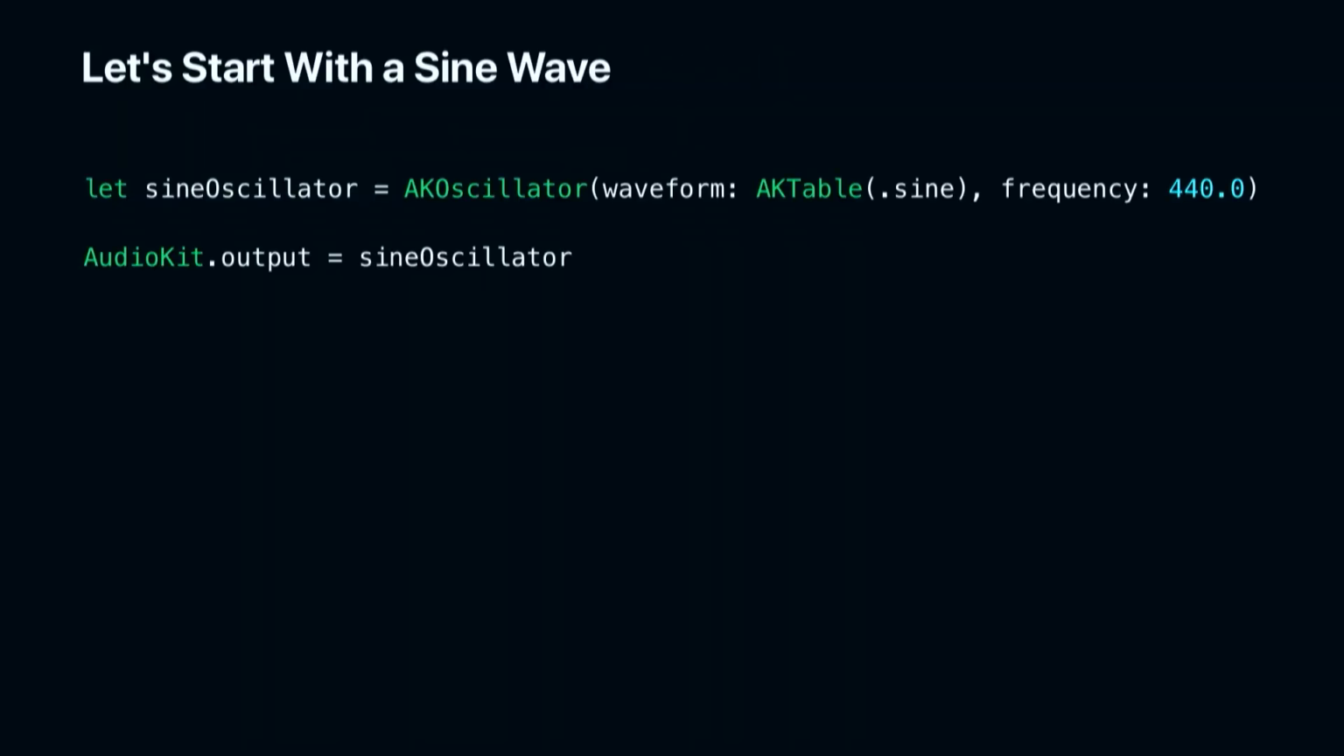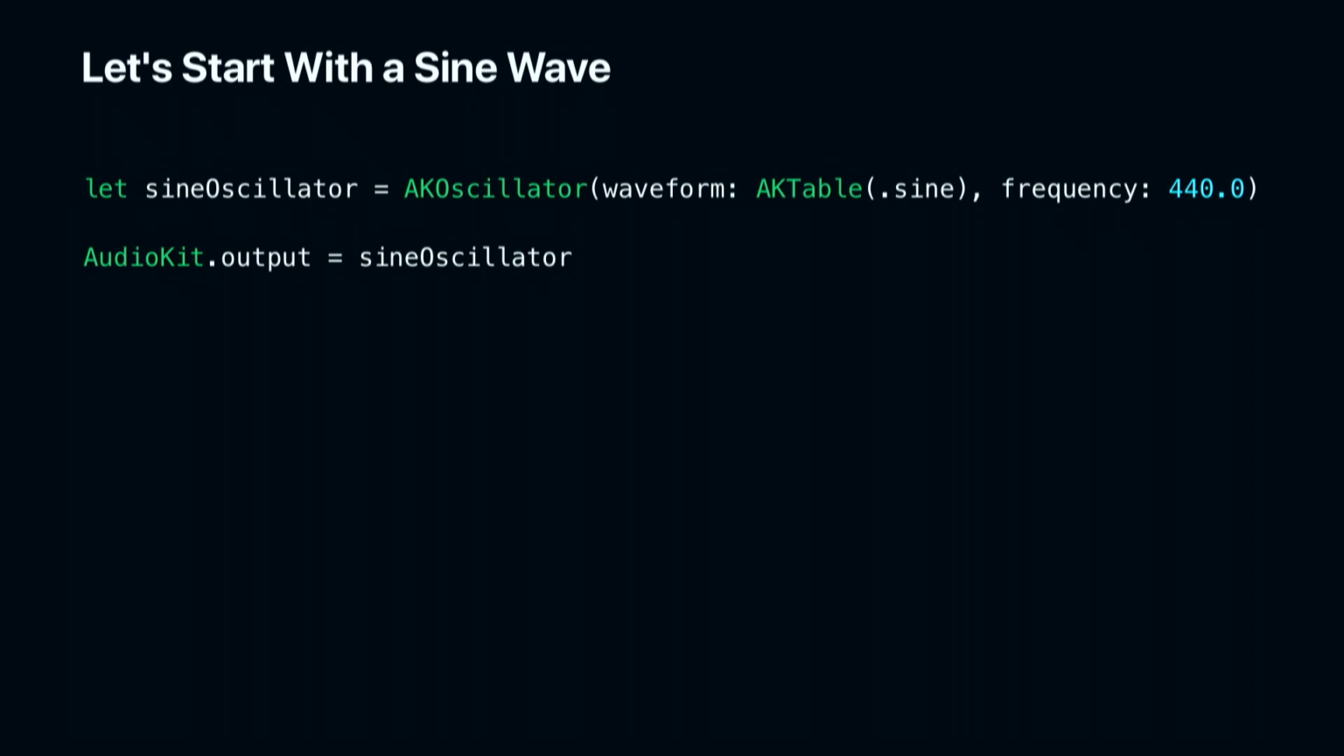So let's start with a simple sine wave. A sine wave, like you've heard before, will sound something like this. So here what we're doing is we're creating a sine oscillator that's oscillating at a frequency of 440 hertz, which is A, so it sounds like this. And what you're doing is you're assigning the output of AudioKit to that oscillator. So whatever that oscillator makes, the output will send to your device.